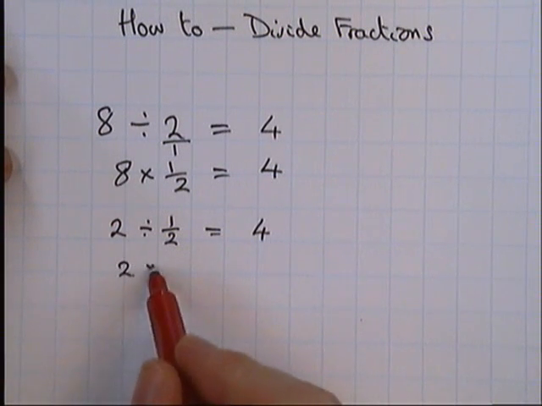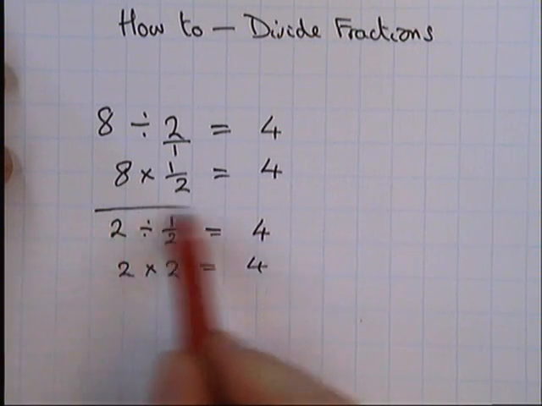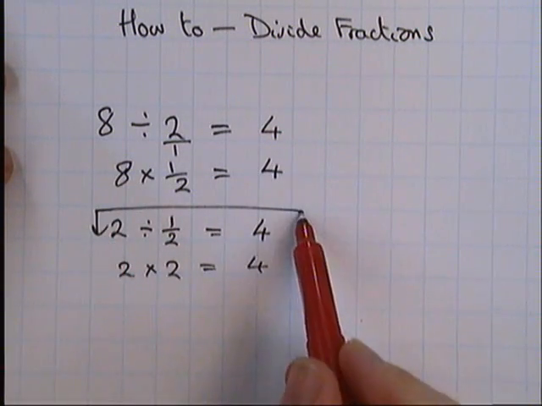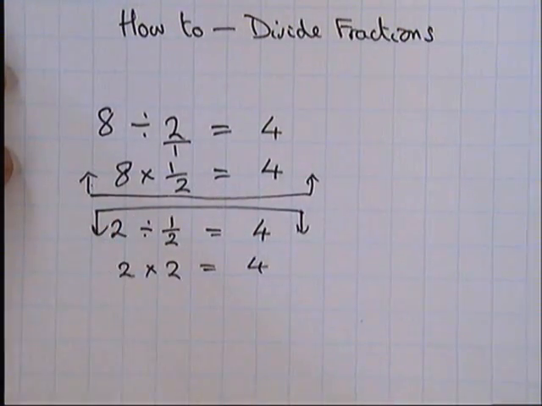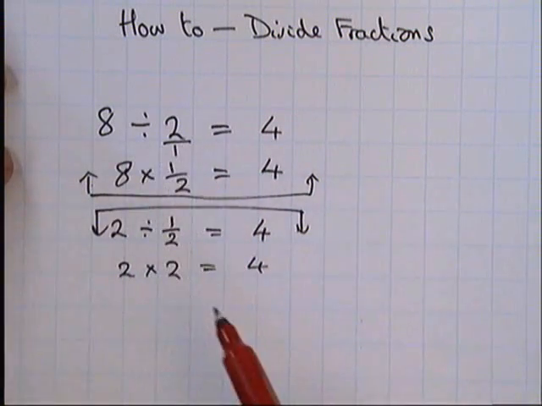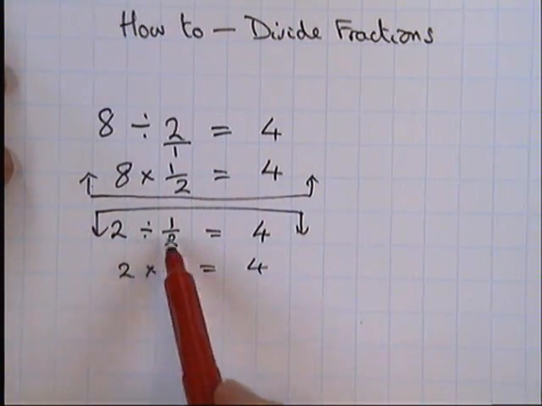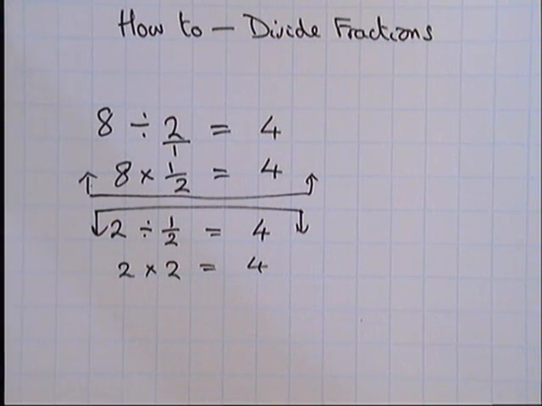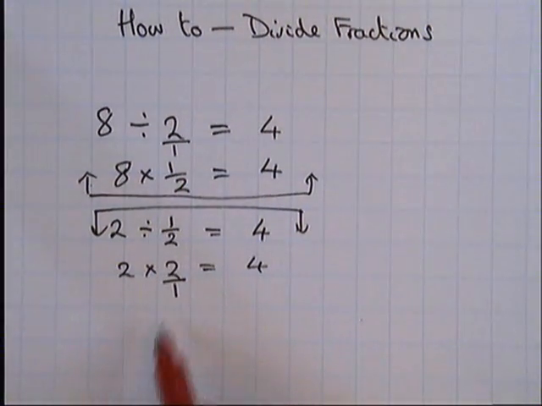What is 2 times by 2? That's also 4. So you can see that this question here and this question here are ways of getting the same answer by doing slightly different operations. Here we're dividing by 2, here we're multiplying by a half, here we're dividing by a half, and here we're multiplying by 2. They're equivalent. They are the same. Okay, so we can write that as 2 over 1.